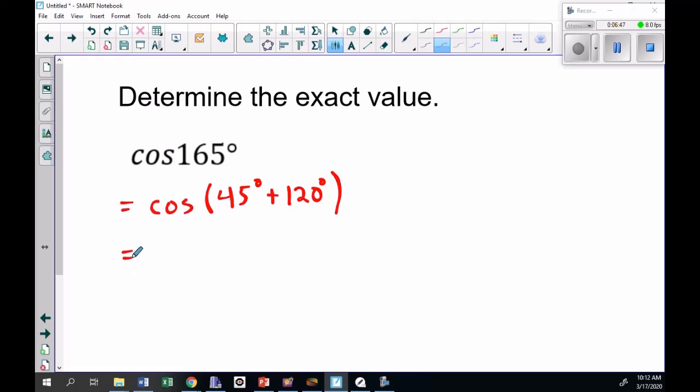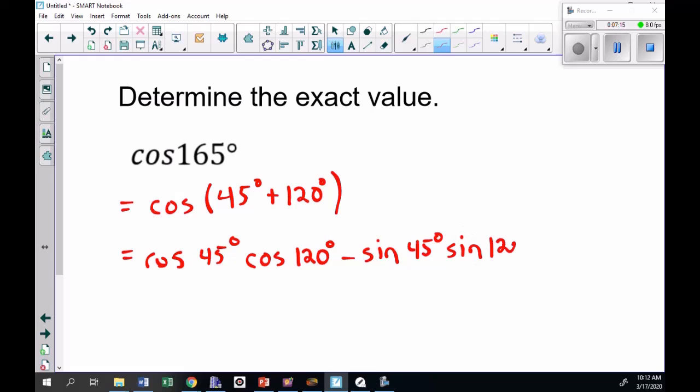So going to the formula sheet then, I'm going to find that it's cos angle A, and angle A in this case is 45 degrees, times cos angle B, which is 120 degrees, minus sine A, so our A angle, which is 45 degrees, times sine 120 degrees. So now we're getting somewhere. We can actually start evaluating this.